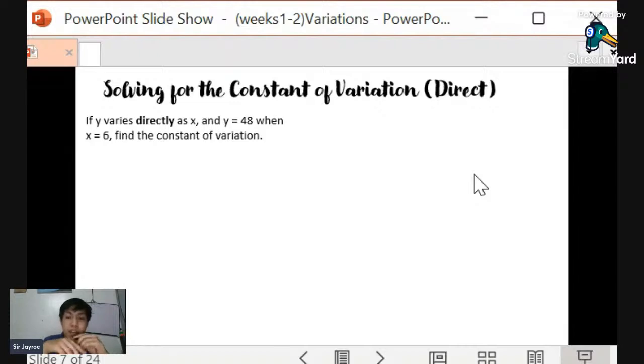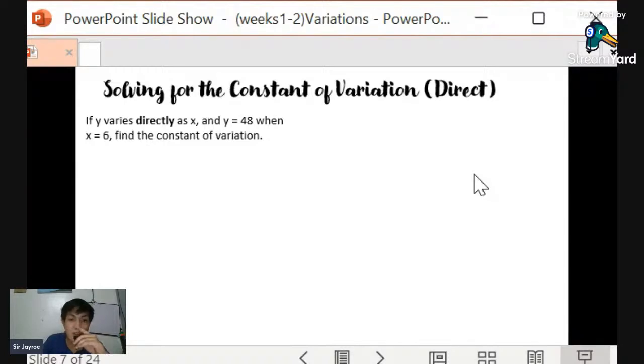Kasi syempre in your exam or in your assessment dun sa module ninyo, hindi naman sasabihin dun na directly. Okay, number one is direct variation. So hindi naman sasabihin ganun. Okay? So ipapakita lang yung problem. So the first thing we have to do is to identify the kind of variation. So obviously, etong word problem natin dito shows direct variation kasi may word na directly. Okay? If y varies directly as x. Okay? So this is a direct variation.